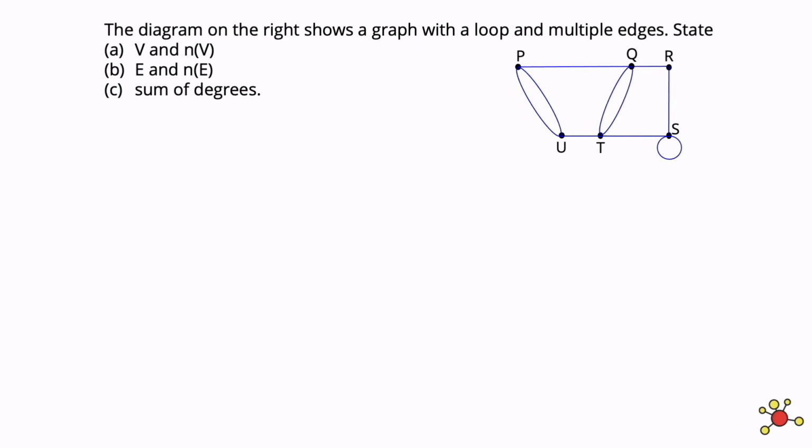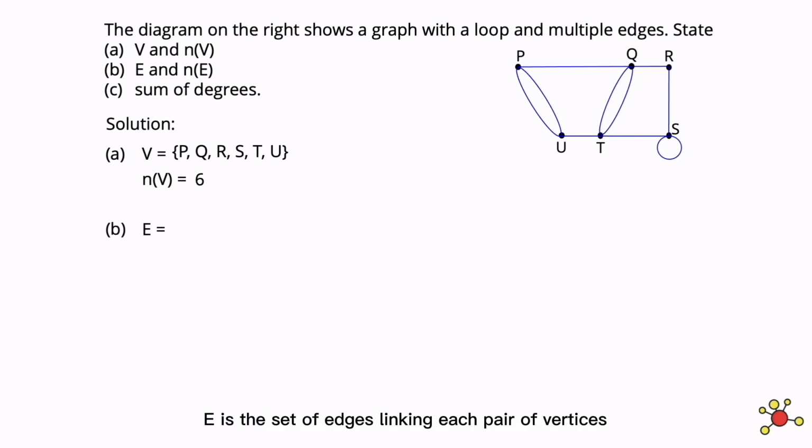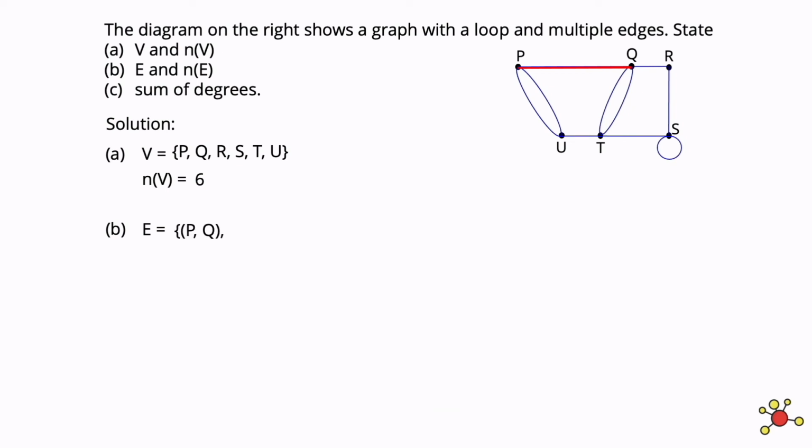For example, the diagram on the right shows a graph with loops and multiple edges. State V and number of V. The vertices of the graph are P, Q, R, S, T, and U. The number of vertices is 6. For B, E is the set of edges linking each pair of vertices. The edge joining vertex P to vertex Q forms the pair (P, Q). 2 edges join vertex P to vertex U, (P, U) and (P, U). We call it multiple edges.